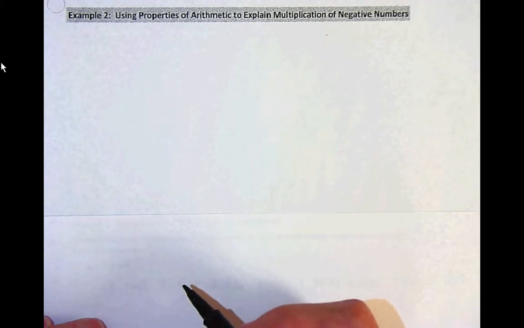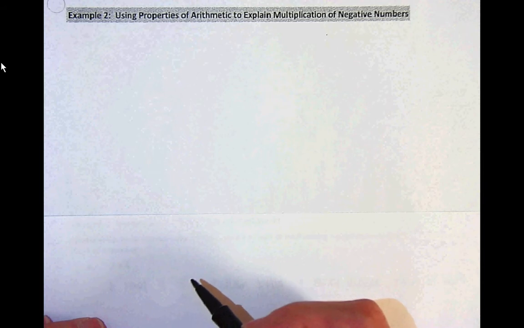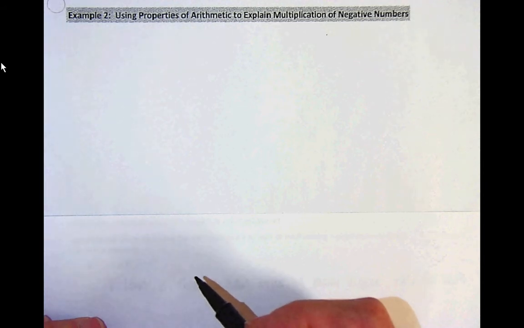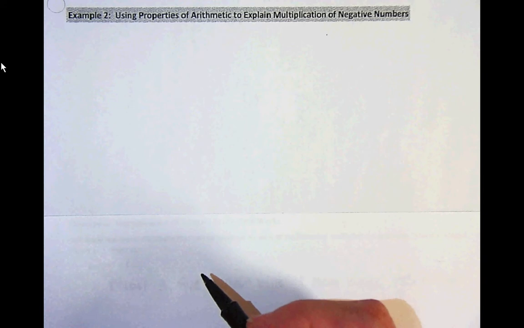All right, so our example 2 is using properties of arithmetic to explain multiplication of negative numbers. We're actually going to do this part together because I want to step through it. This can get a little confusing, so I want to take this part slow. The first question I have for you is: we have used the integer game to explain that adding a number multiple times has the same effect as removing the opposite value of the same number of times.